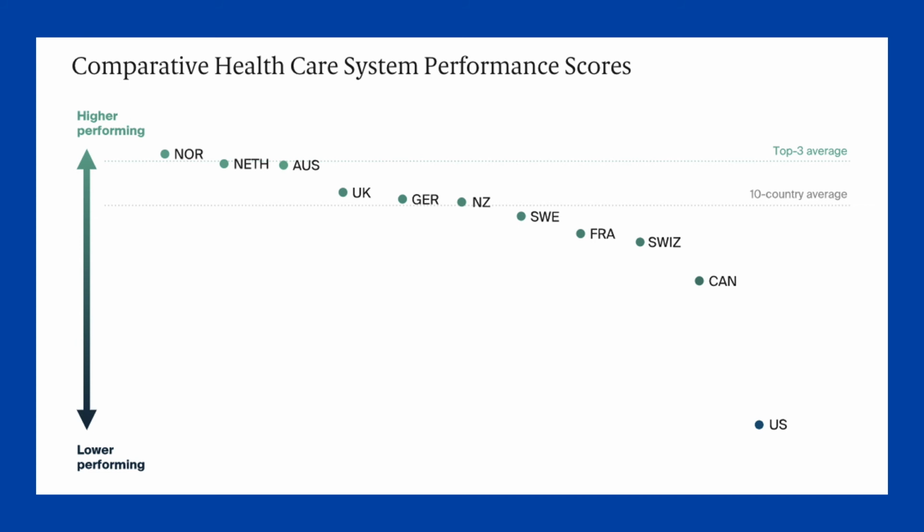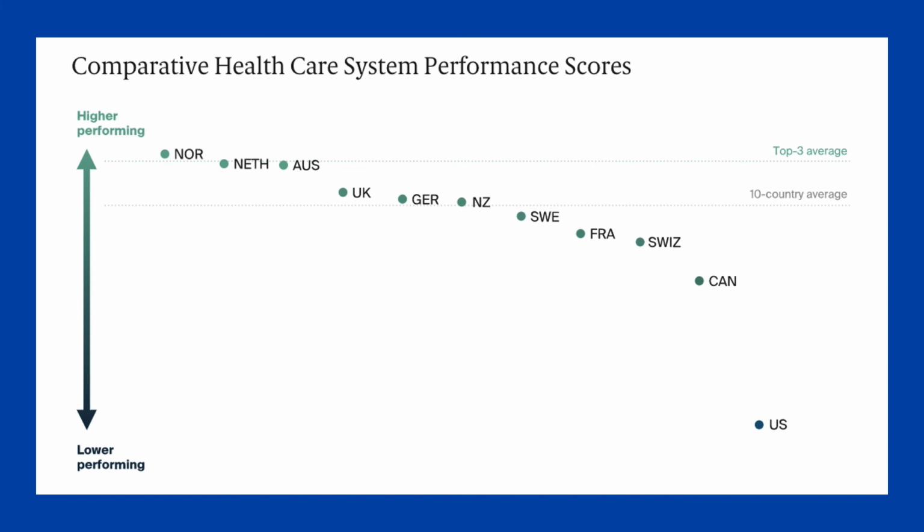If we look at the top-rated healthcare system, it's Norway, which has a universal healthcare system funded by taxes and employer contributions. Second is the Netherlands, which has social health insurance, like many European nations. And third is Australia, which has a mixture of public and private as well.